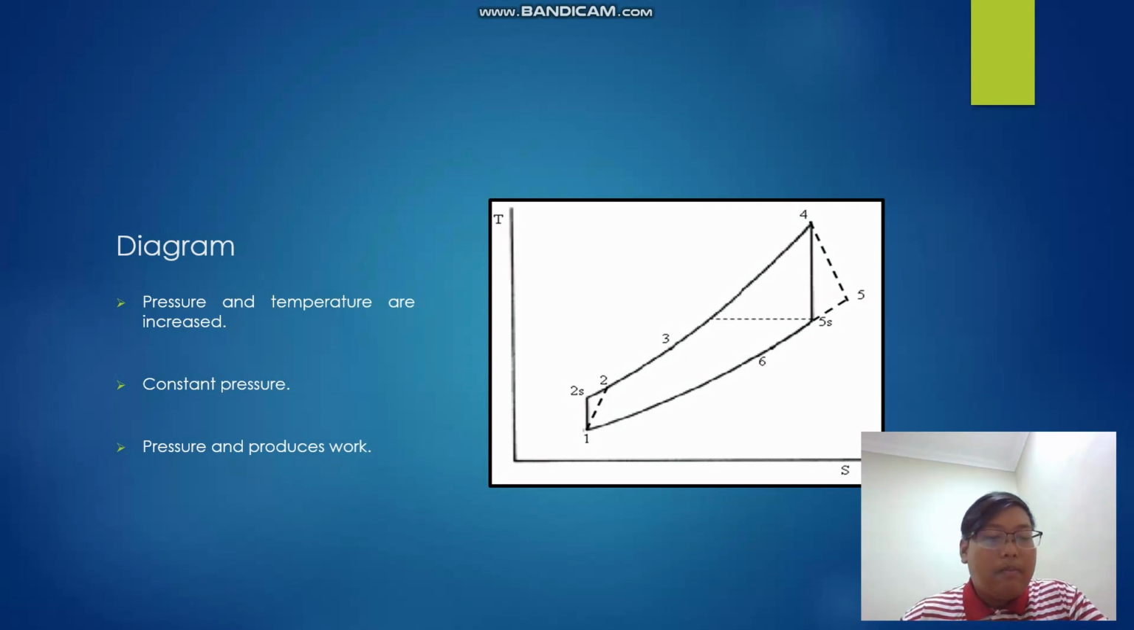For the last point, pressure and produce work. The effect is that an increased ambient temperature lowers the density of the inlet air, thus reducing the mass flow through the turbine and therefore reducing the power output.